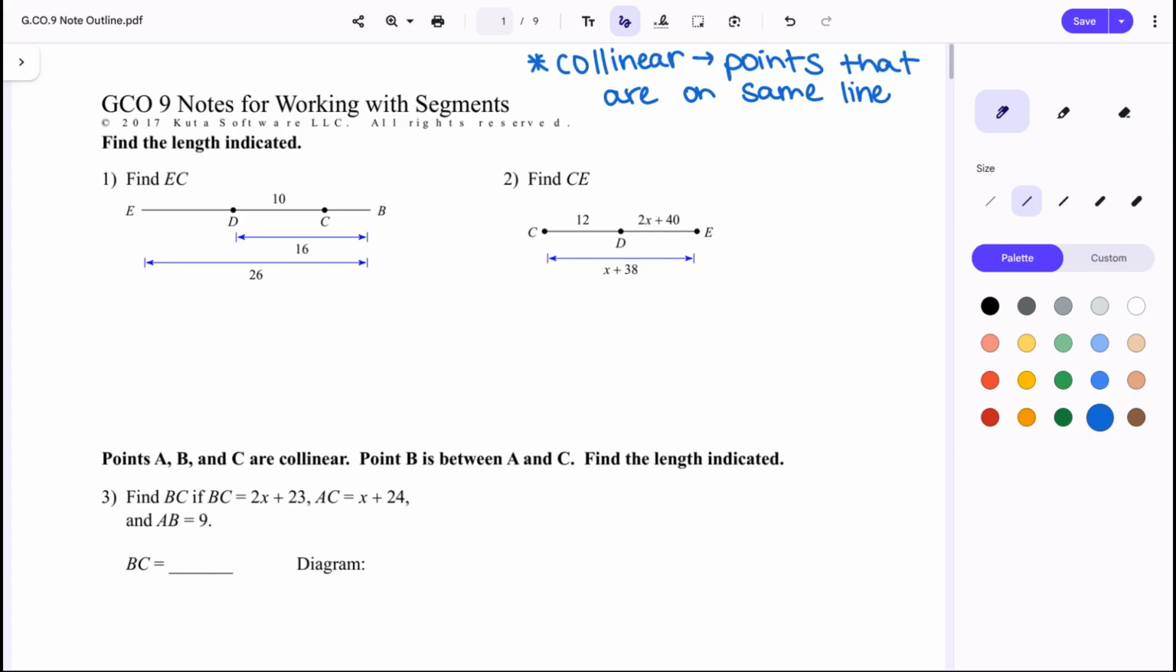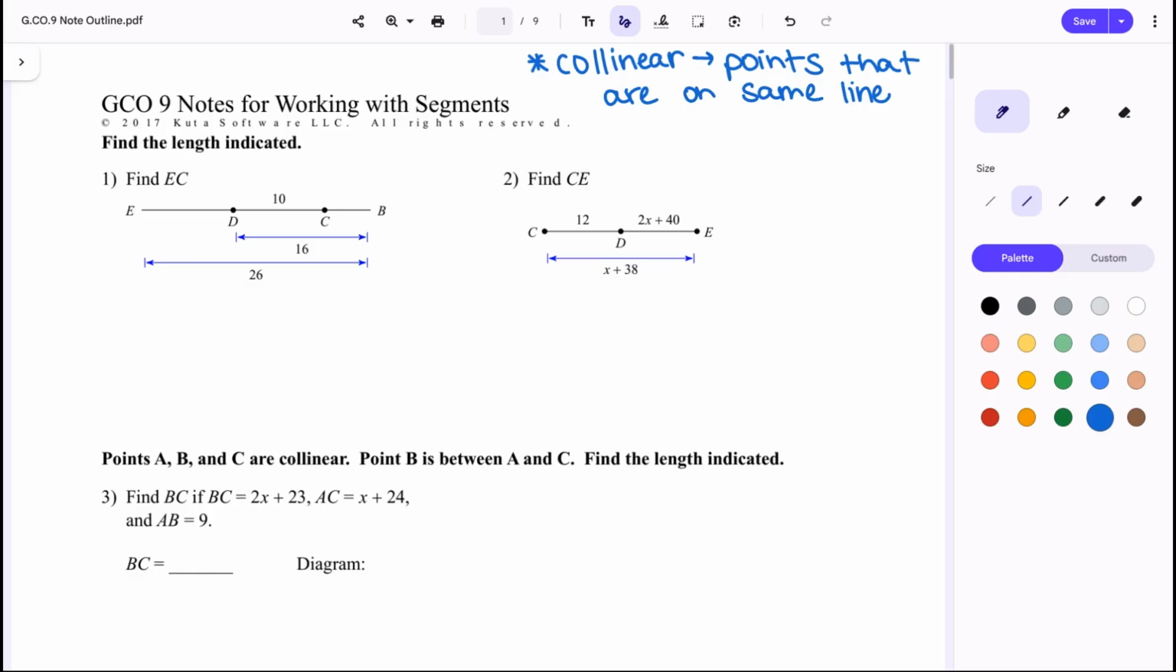So sometimes when we look at problems today, they're going to tell you, especially if they don't give you a picture, they're going to tell you, hey, points A, B, C, D are collinear. And so that just means they're all going to be on the same line. That way we know when we draw our picture, we're only working with one big line segment instead of working with a bunch of tiny pieces.